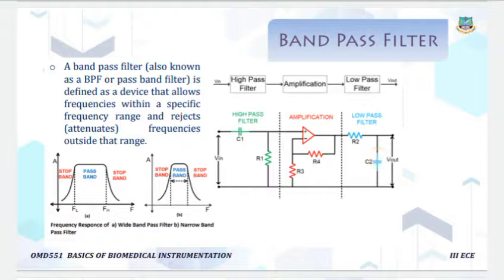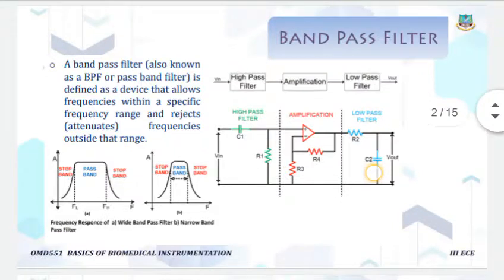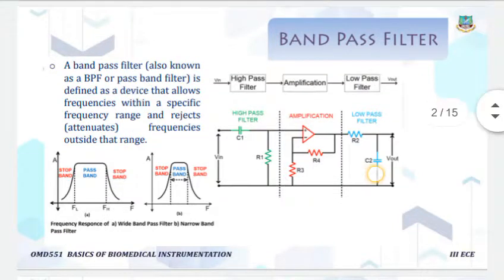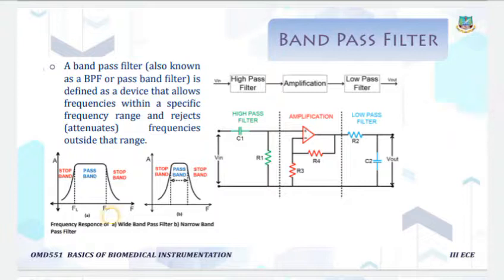Here the band pass filter is just a combination of high pass filter as well as low pass filter. So the high pass filter will decide the high frequency limit, and the low pass filter will decide the low frequency limit of the band. This figure shows the pass band. This is the pass band. This is just for the wide band as well as narrow band.